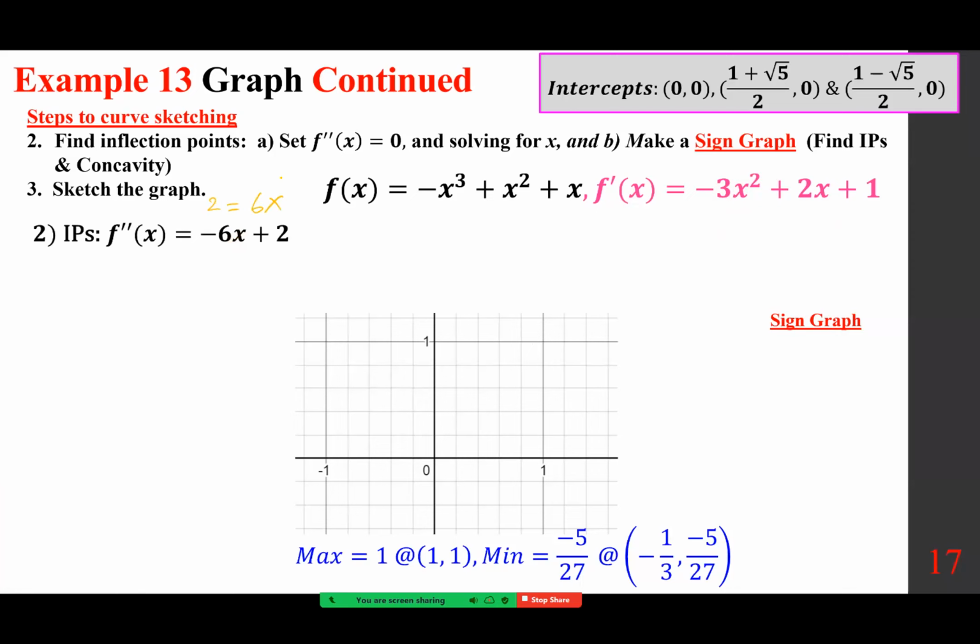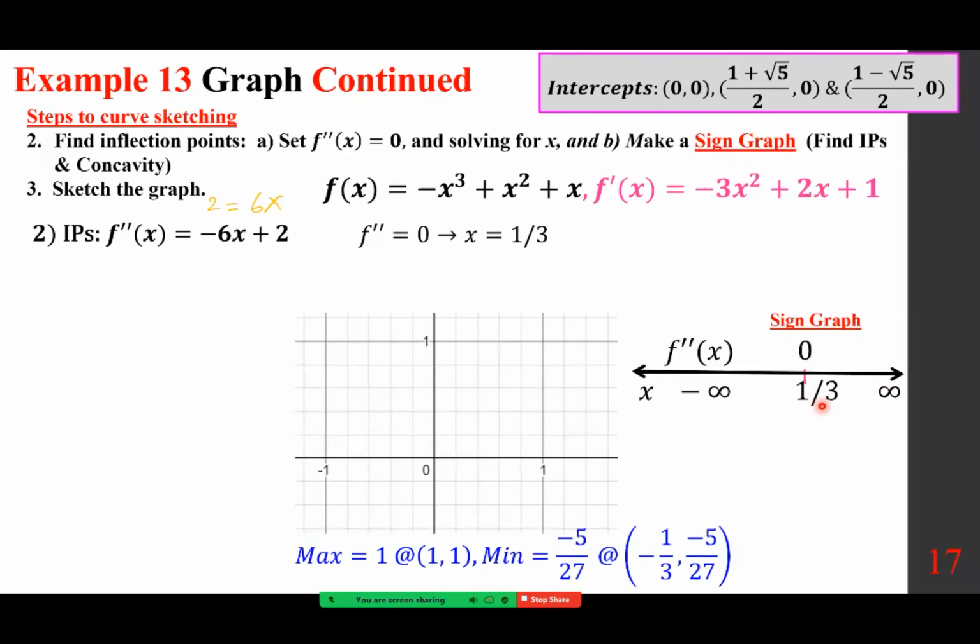x becomes 1/3. And so we are going to do a sign graph using a number line. So here's a number line. We are going to put x here, f double prime here. We're going to go from negative infinity to infinity. Here's 0, and here's 1/3. At 1/3, f double prime is 0, everybody.